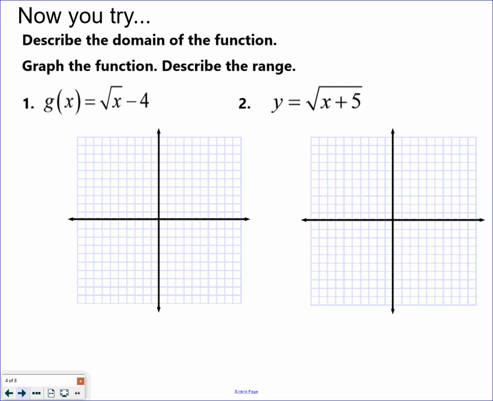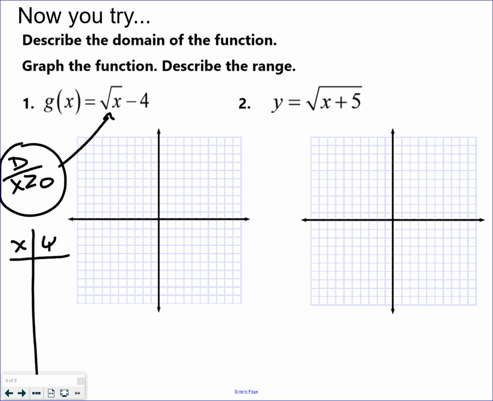I'm going to do these even though they are "U tries." So if you want to hit pause and try them yourself and see what happens. Whatever is under the radical must be greater than or equal to 0. That's your domain. Make an XY chart using your domain. So 0, 1, 4, 9.